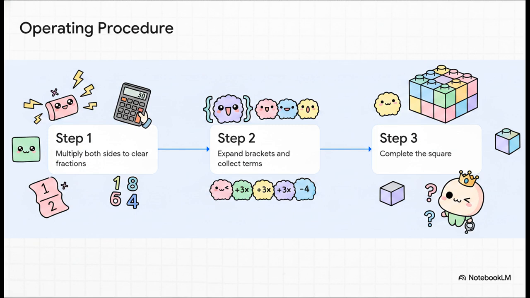Step 1, we eliminate the hiding places by multiplying both sides to clear out those pesky fractions. Step 2, we expand the brackets and collect our terms, basically lining up all our evidence in one neat little row. And Step 3, the masterstroke, a technique called completing the square, which is going to corner our suspect once and for all. Let's actually put this plan into action.